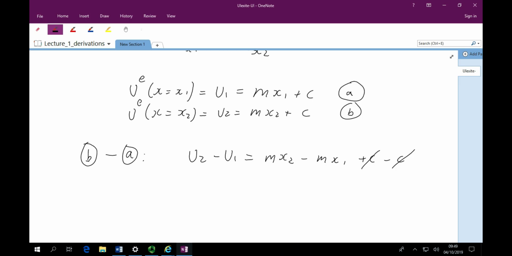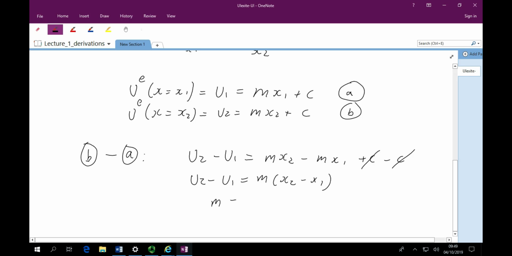So the process now is we rearrange this, we take out m as a common factor, and we divide both sides by m. So what we end up with is u2 minus u1 is equal to m (x2 minus x1), and so then we rearrange to say m is equal to u2 minus u1 over x2 minus x1. Okay?